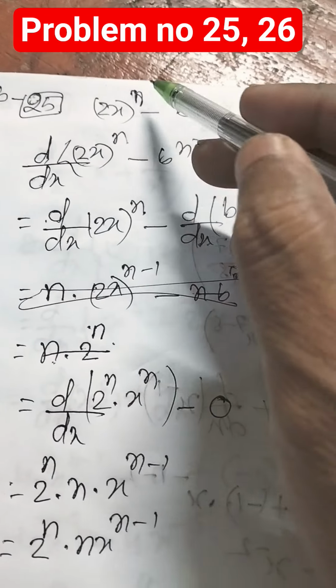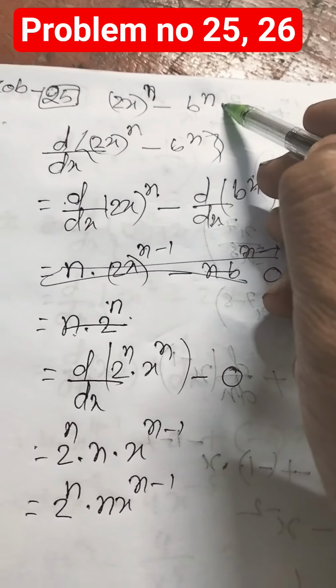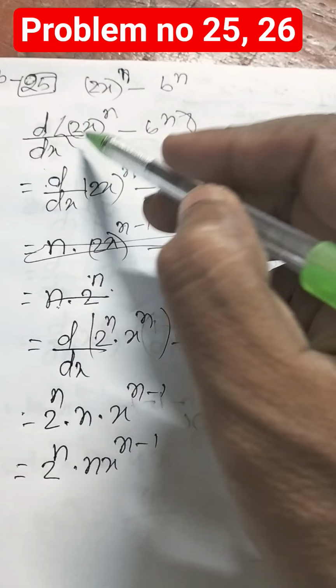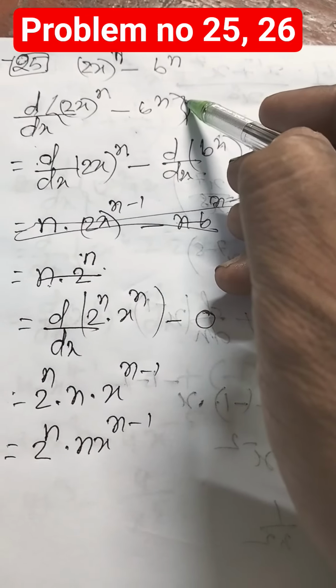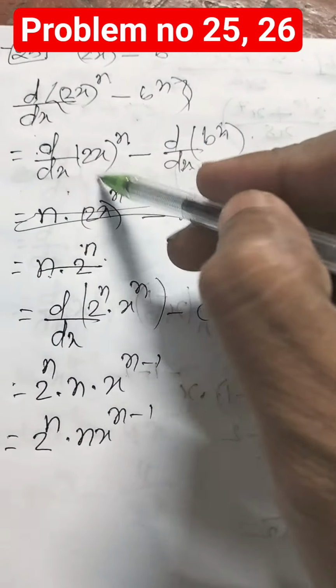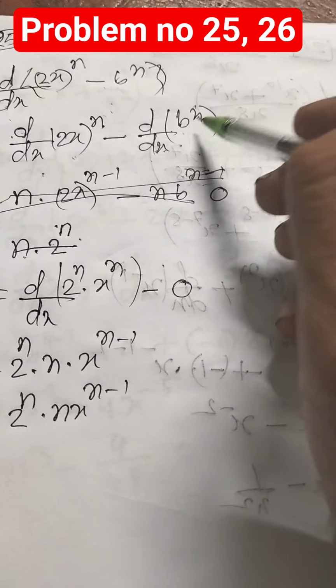2x to the power n minus b to the power n. Differentiate with respect to x, d/dx. So d/dx of 2x to the power n minus d/dx of b to the power n.